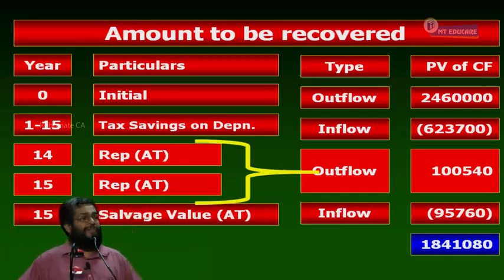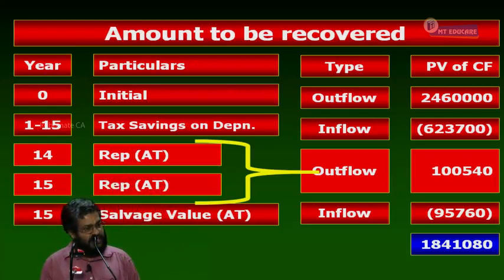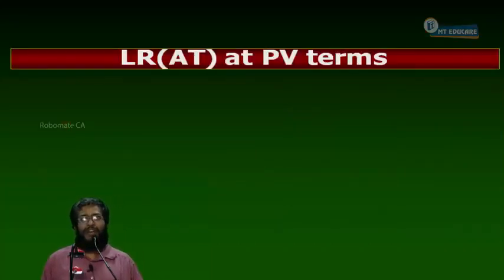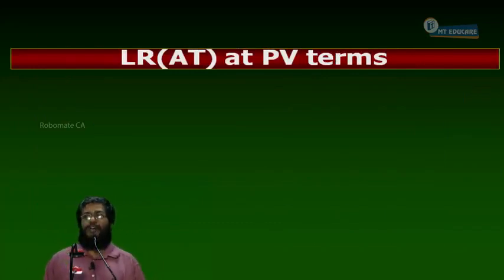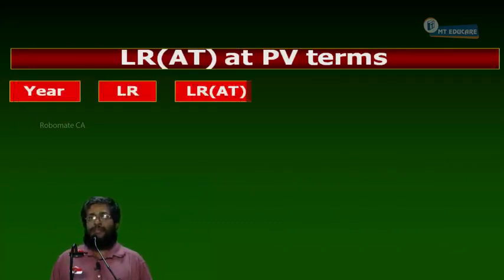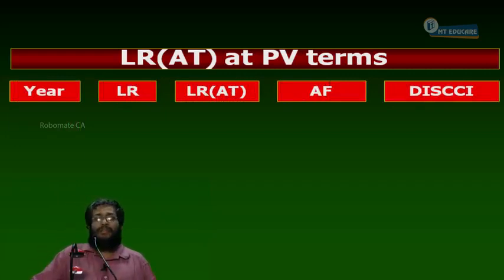Now answer my question. Is the lease rental the same for all 15 years, or different? So can you go for fixation of lease rental or not? Next: is it step 4, step 5, step 6 or step 7? It is step 6, fixation of lease rental.